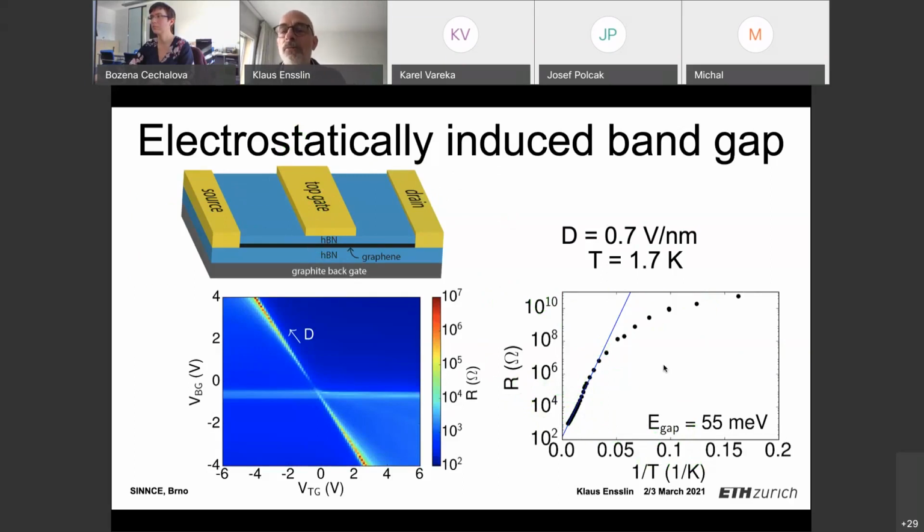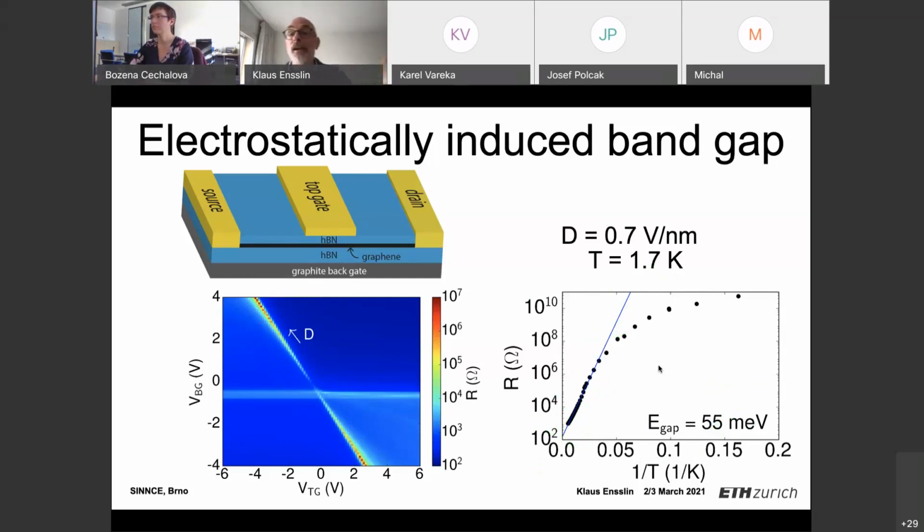That's 10 gigaohms. That's typically, if you have two wires going into your cryostat that are disconnected from each other, the leakage resistance of two wires. So probably the sample has an even higher resistance, but this is our measurement setup. If you take the exponential behavior here for high temperatures, you get a gap size of 55 millielectron volts, which is roughly what you expect for bilayer graphene if you apply such an electric field.